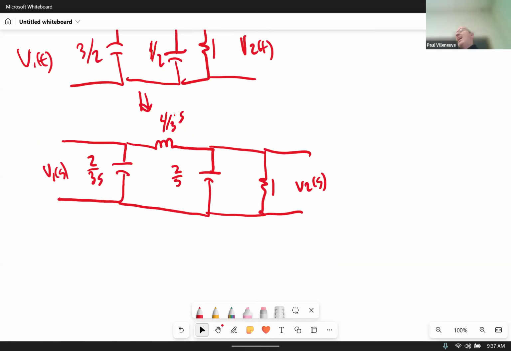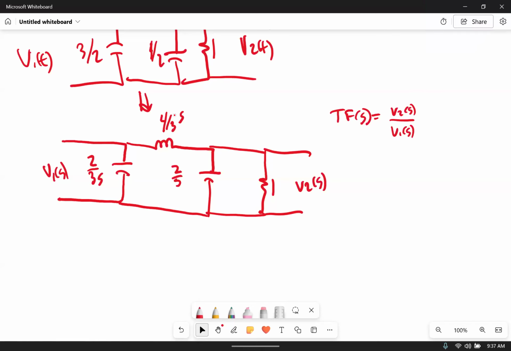All right, so now you can use any circuit analysis technique that you want to find the transfer function. My transfer function in the Laplace domain is going to be V2 of S over V1 of S. So I have to write an equation for V2 of S over V1 of S. You tell me, what circuit analysis technique would you like to do? I have one that I would suggest, nodal analysis, but you get to pick.